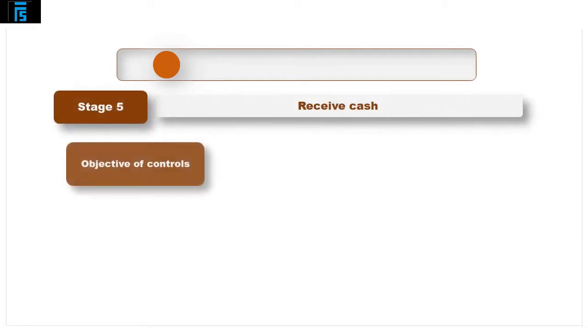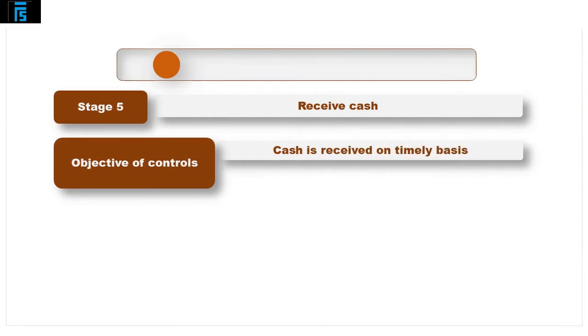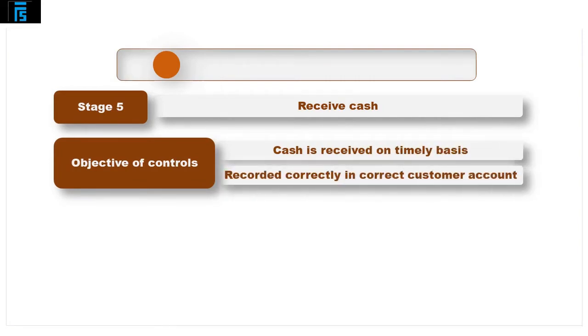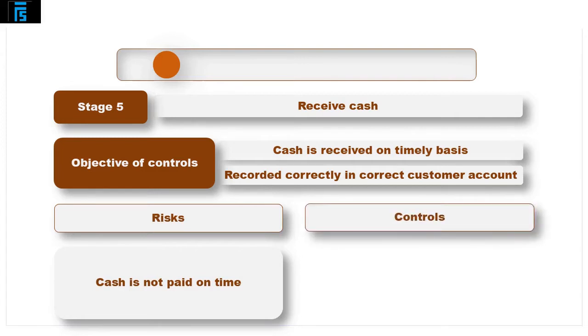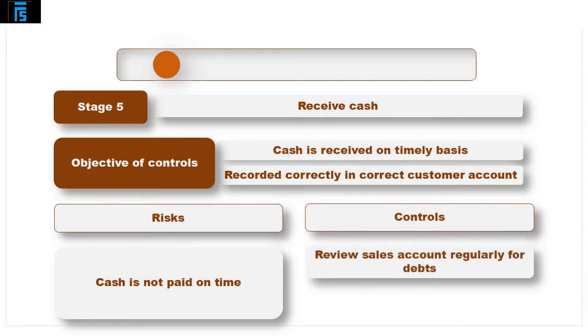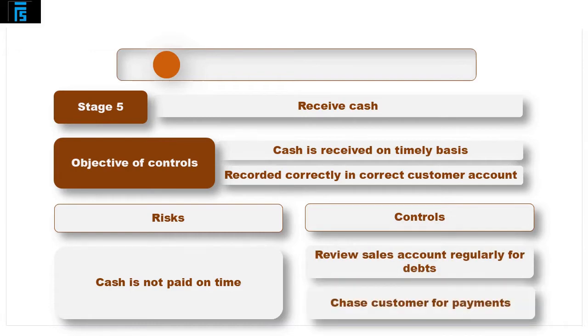Stage 5 is the payment from the customer. The objective is to ensure cash is received on a timely basis and recorded correctly in the correct customer account. A risk could be that the cash is not paid on time, and a control would be to having a member of staff perform credit control procedures such as reviewing the sales account regularly for debts that have reached their payment deadline and chase customers for payments.